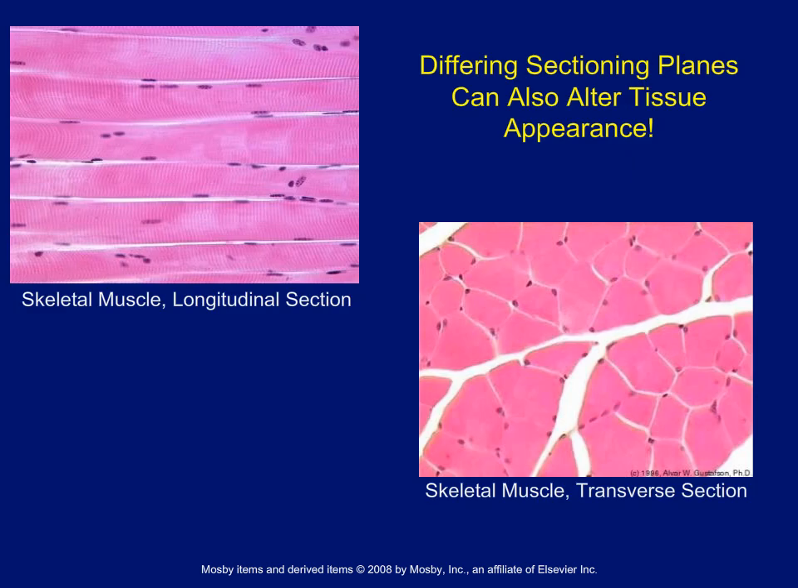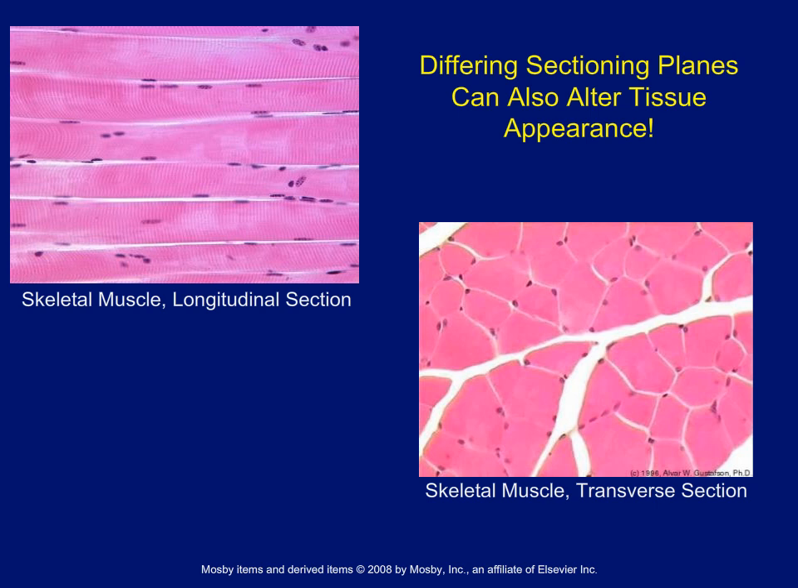The other thing that can mess you up is that the tissues on your microscope slide may have been sectioned at a different angle or a different sectioning plane than the one that's in your textbook. For example, here are 2 different sections of skeletal muscle. It's the same type of tissue, but the one on the left has been sectioned longitudinally and the one on the right has been sectioned transversely. And so initially they look totally different, right?